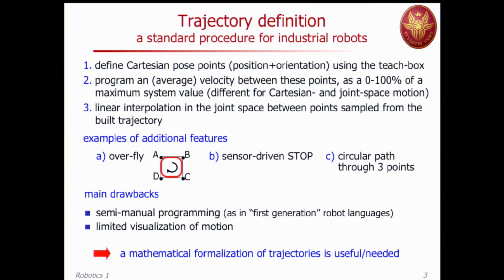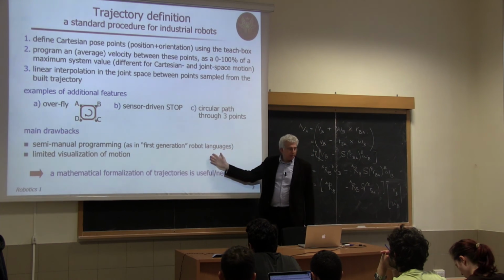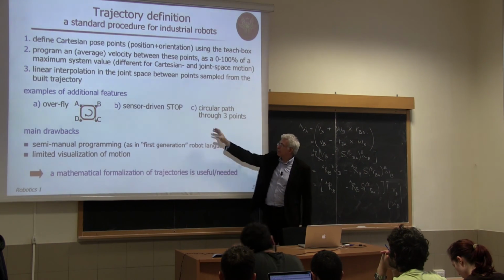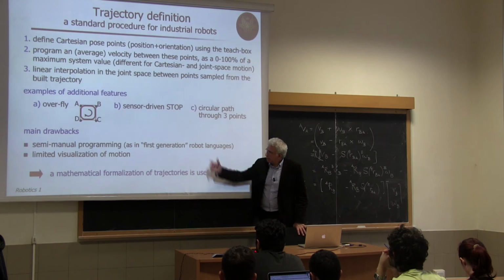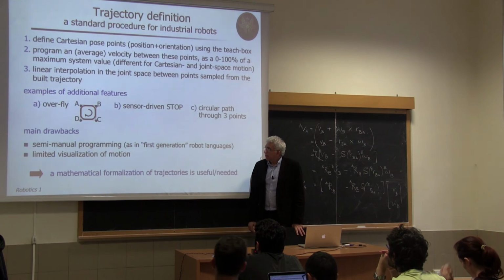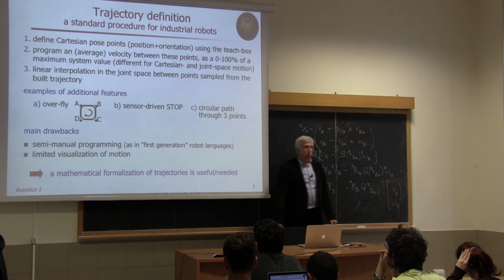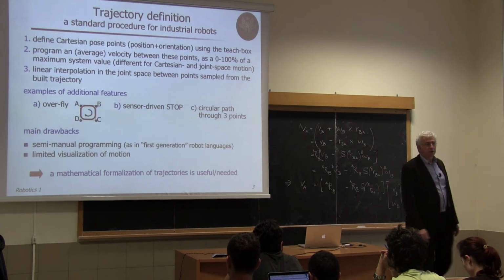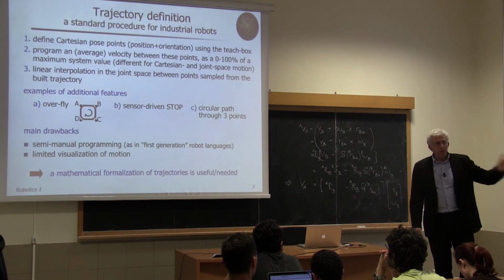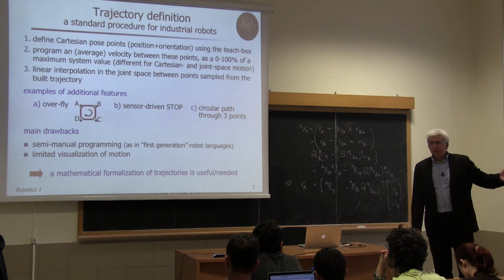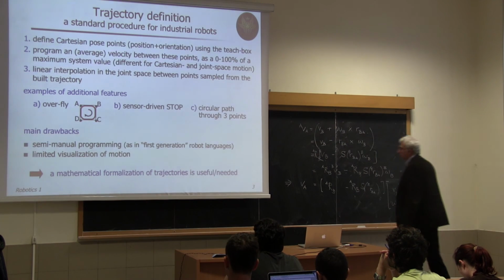But you see that if you just observe this as an end user of low technical competence, it's really a first generation language, where we move the robot and then we have a skeleton of a program and we just add numbers as parameters. So it's semi-manual programming. And moreover, if this is not accompanied by an offline simulation of what's going on, you don't know what will really happen between one pose and the next, okay? So you have a limited visualization of motion.